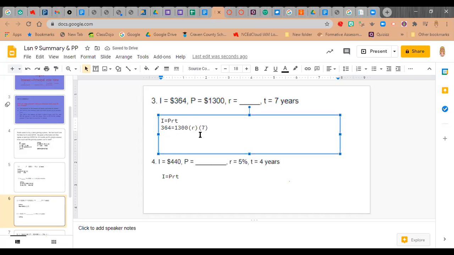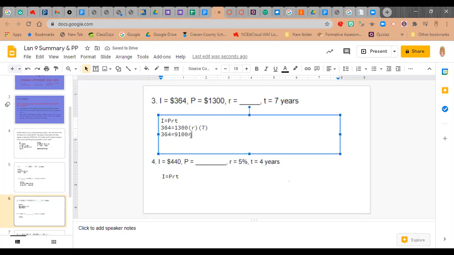So now it's just an equation. The first thing we're going to do is look at this right-hand side, and we can multiply the 1,300 times 7, because the commutative property says I can change the order when we're dealing with multiplication. So I can go ahead and multiply 7 times 1,300. Tell me what that is. 9,100. So this side is going to equal 9,100 R.